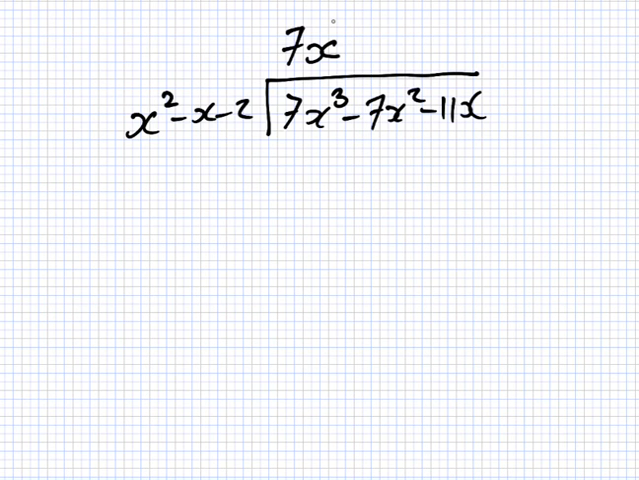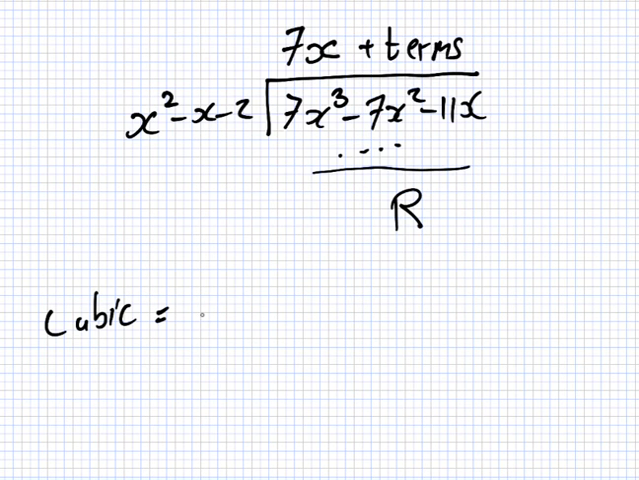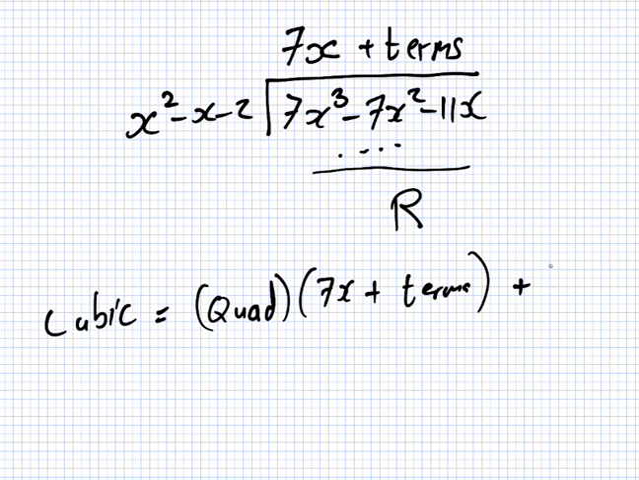Please, focus. So the first step here is long division. So what do we have first here? 7x. Now, I don't need to continue it because I know what happens next. You get more terms here, and then you get more terms here, and then you get a remainder. And then you end up saying that the cubic is equal to the quadratic multiplied by the 7x plus the terms plus the remainder.